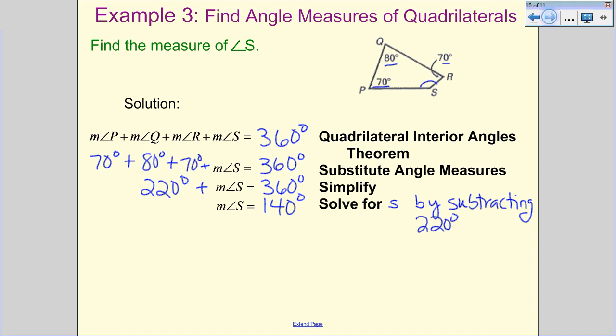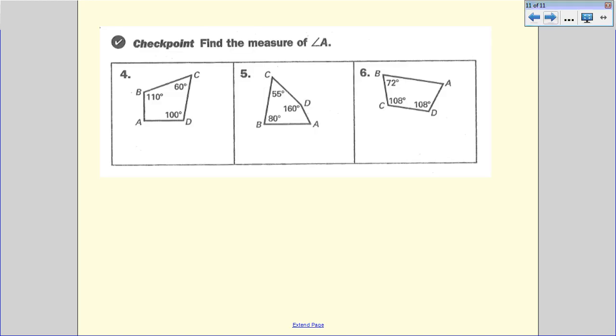So, ladies and gentlemen, your job is to do the checkpoint now on your own. You want to use example 3 to help you. All right, best of luck, and we'll see you in class tomorrow.